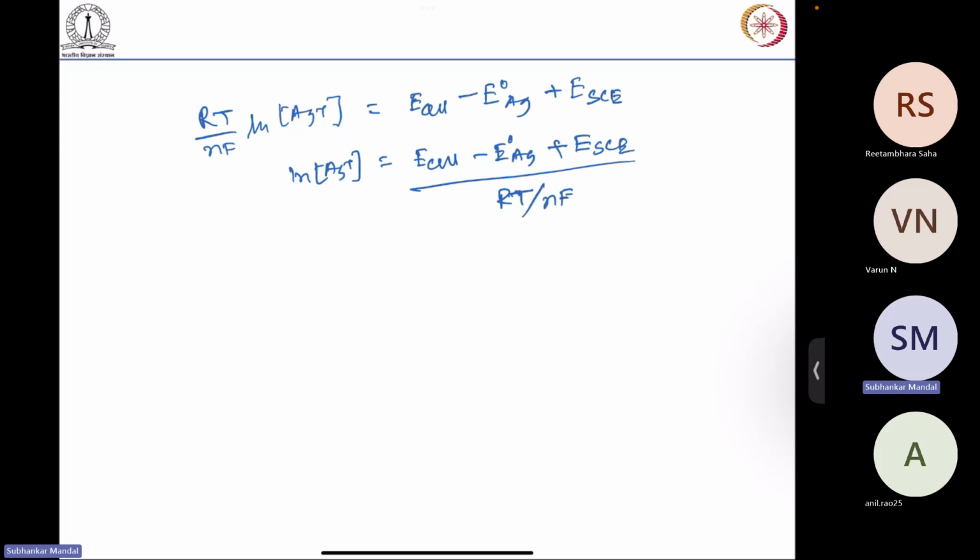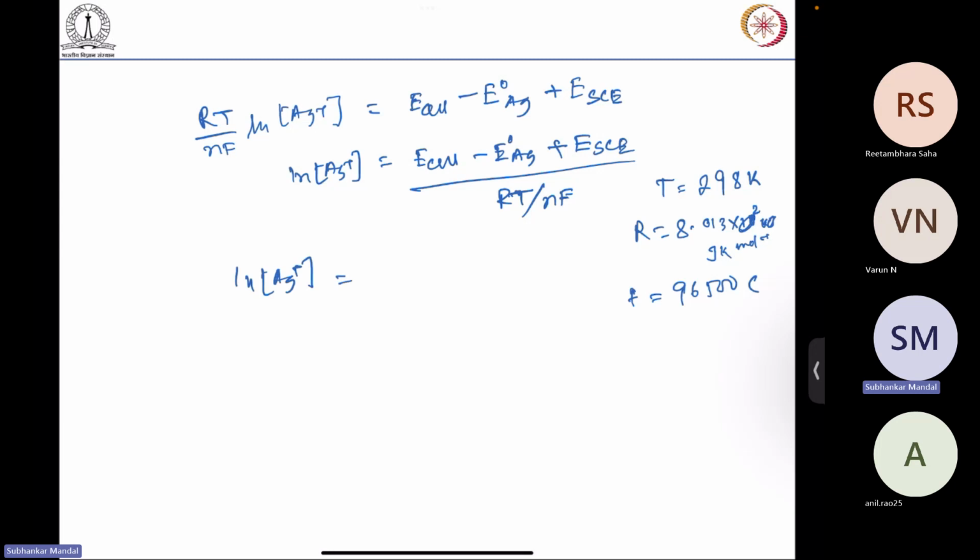There is nothing mentioned about the temperature, so we can take room temperature, that is 298 Kelvin. And this R value is standard, 8.314 joule per Kelvin per mole. T is temperature, and F is the Faraday constant, that is 96500 Coulomb.